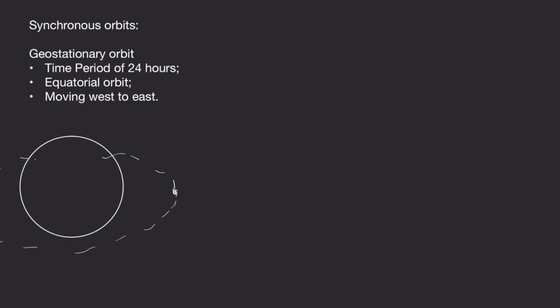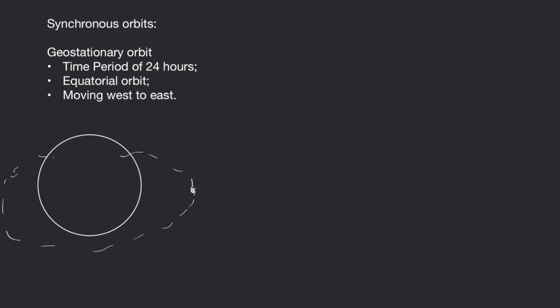In order for the satellite to be in a geostationary orbit, the following conditions must be met. Its time period must be exactly equal to 24 hours. Notice that this is the rotational period of the Earth around its own axis. It needs to be an equatorial orbit. In other words, it needs to be aligned with the equator, and it needs to move in the same direction as the Earth does, which is west to east. If all of those conditions are met, the geostationary satellite will always appear at the same point in the sky for an observer on Earth.